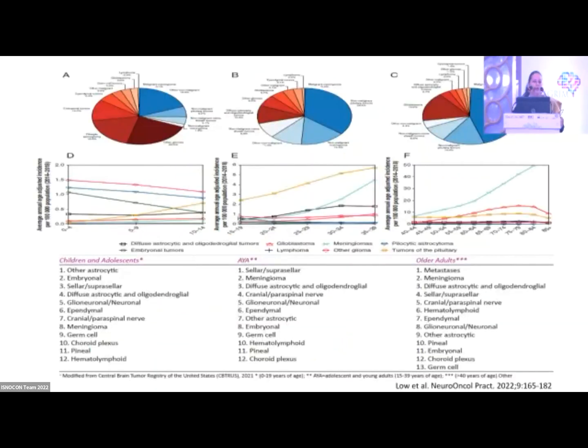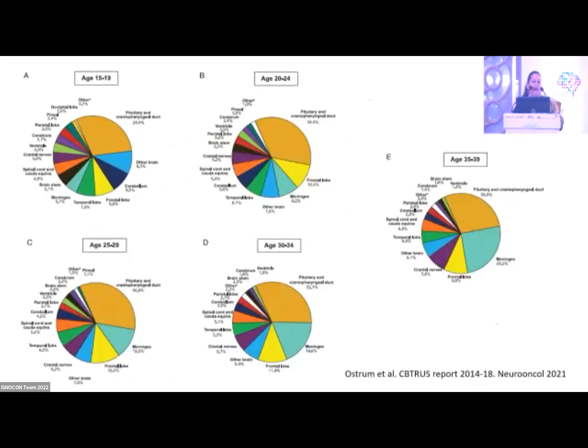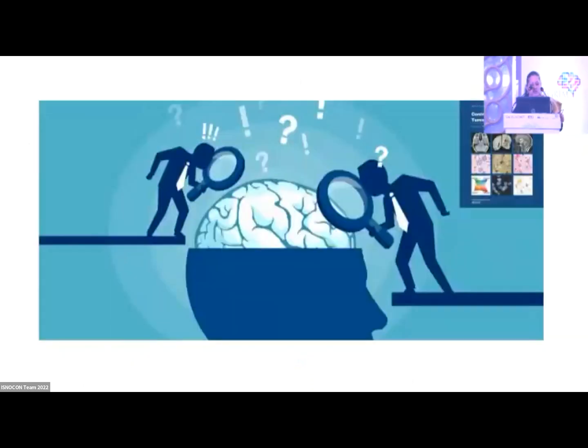From the diagnosis point of view, the CBTRUS data shows that we have a certain set of tumors that can occur more frequently in children, more frequently in adults. And in the AYA group, we have a transition phase where the tumors change their profile from the childhood type to the adult type. And even within the AYA group, as per the different age categories, a lot of different frequencies and locations have been described for these variety of tumors.